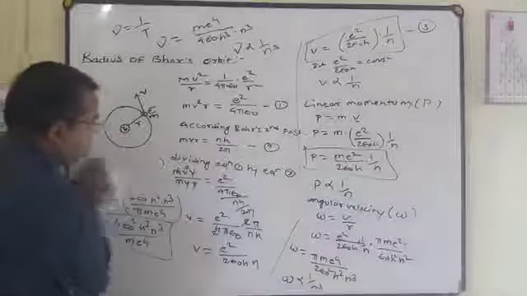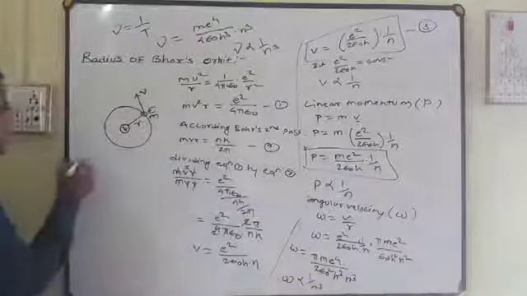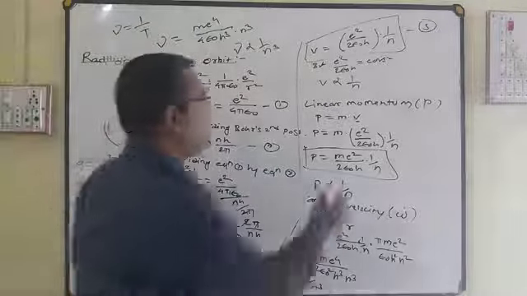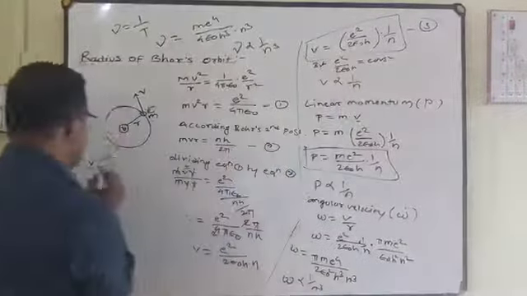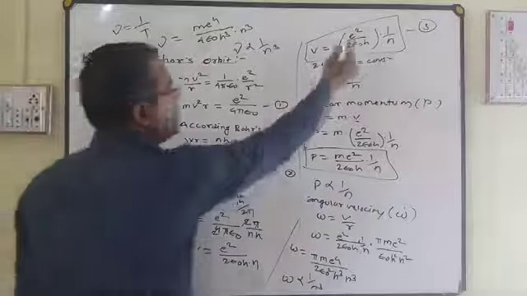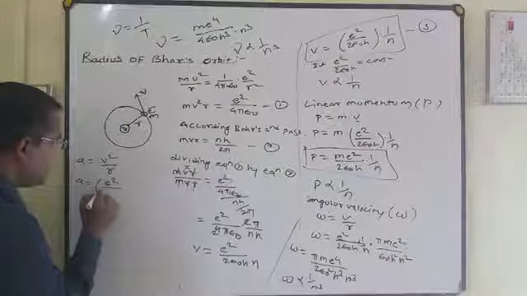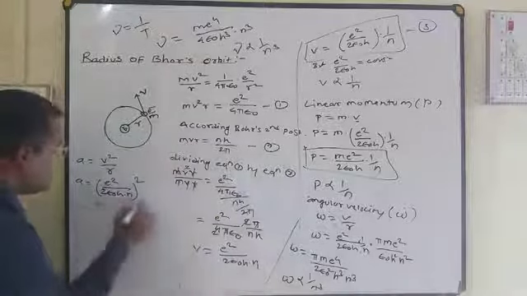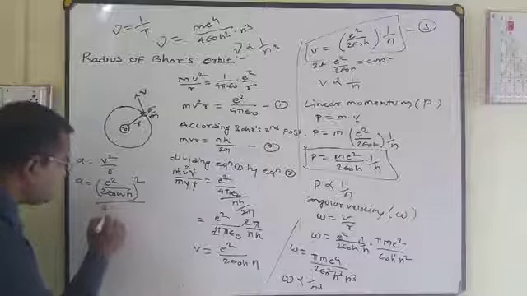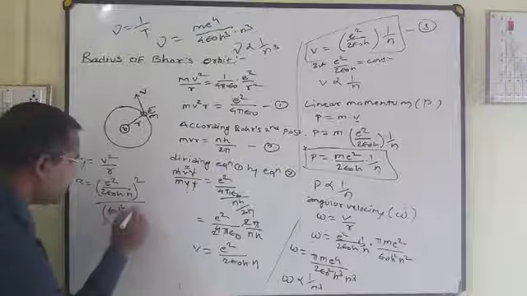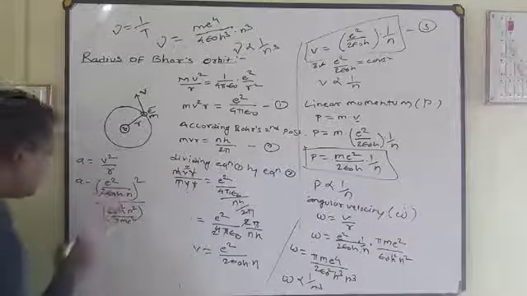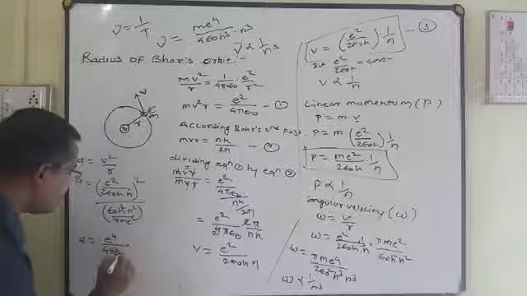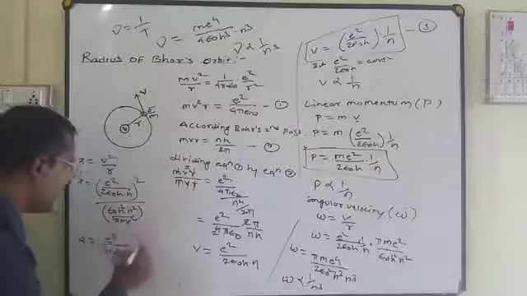Simply we can also find the centripetal acceleration. The centripetal acceleration is given by a = v²/r. Here v² is the square of the velocity, e² divided by 2 epsilon naught h n, squared, divided by the radius, which is epsilon naught h² n² divided by pi m e². So the centripetal acceleration becomes e⁴ divided by 4 epsilon naught² h² n² into pi m e².